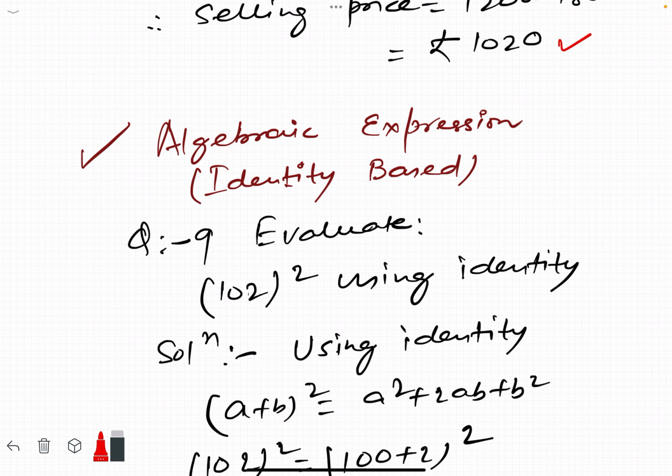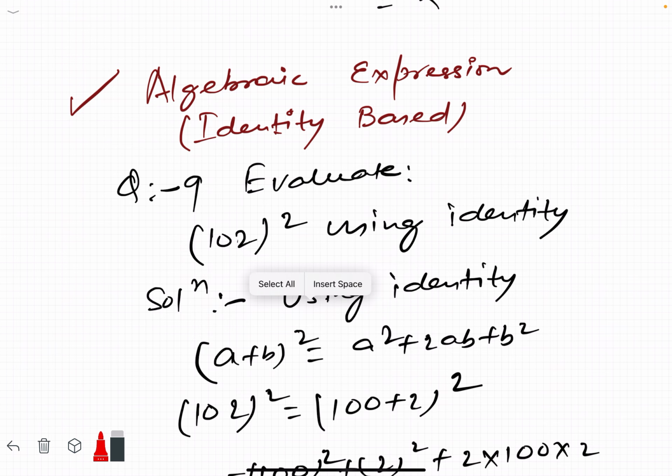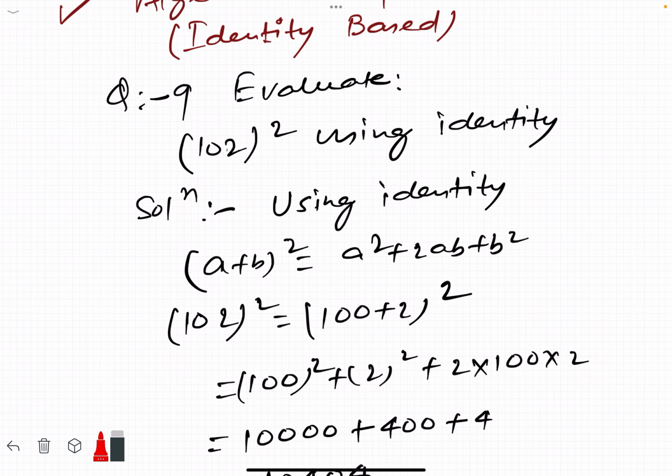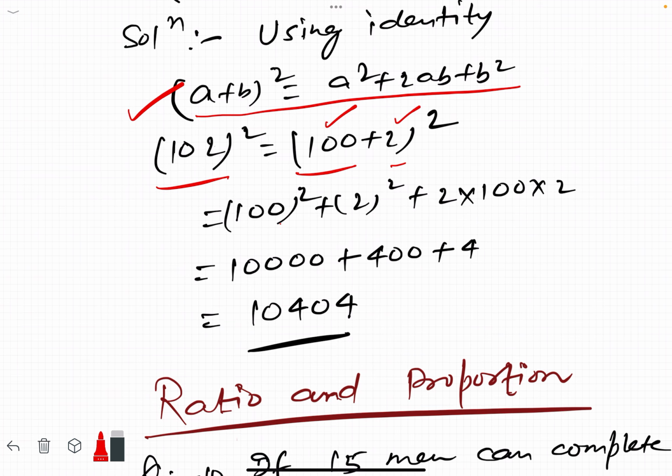Now we come to algebraic expression, which is identity based. First evaluate 102 whole square using identity. The solution is using identity a plus b whole square is equal to a square plus 2ab plus b square. That is 102 square is equal to 100 plus 2. A is equal to 100, b is equal to 2. That is 100 square plus 2 square plus 2 into 100 into 2. That is this. And now we add this equation. We get the answer 10404.